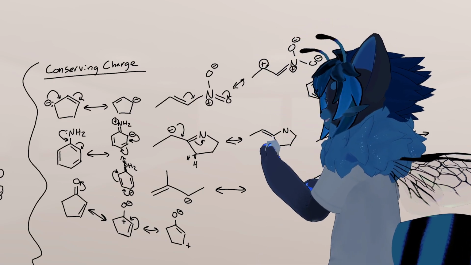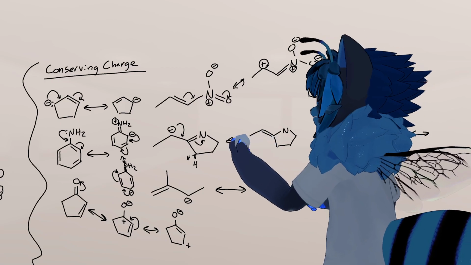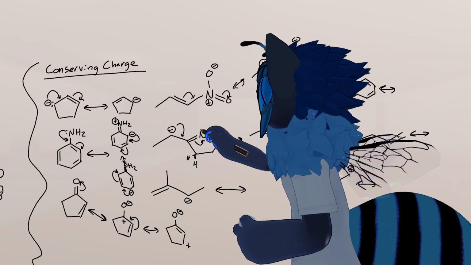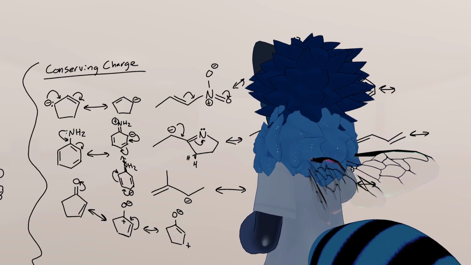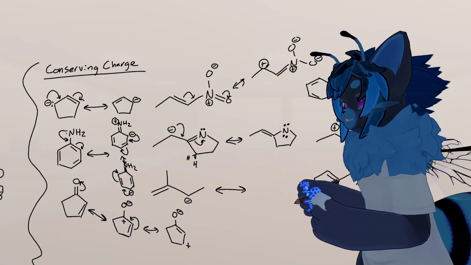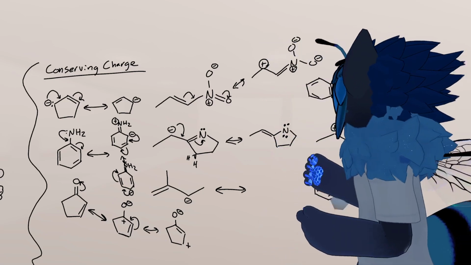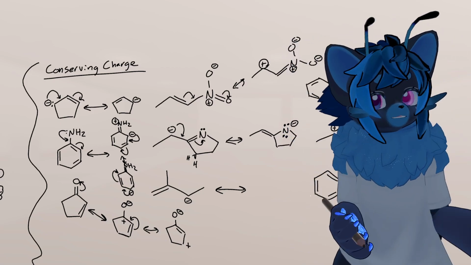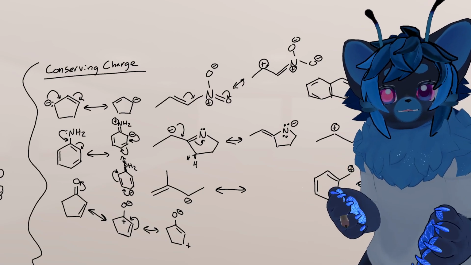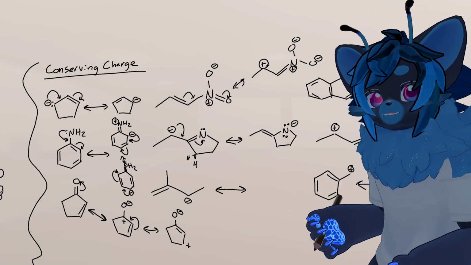So we form a double bond here, and since the nitrogen is gaining another lone pair, it's going to have two lone pairs. Meaning, it has two lone pairs and two bonds. It's going to be a negative charge. So we've moved the negative charge around, and we've kept only one negative charge in the molecule.